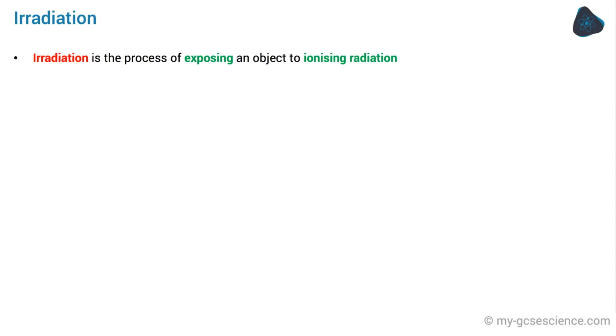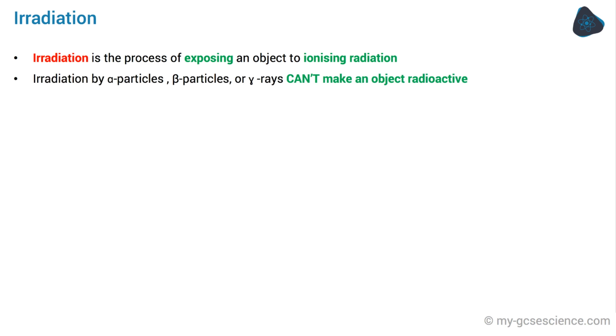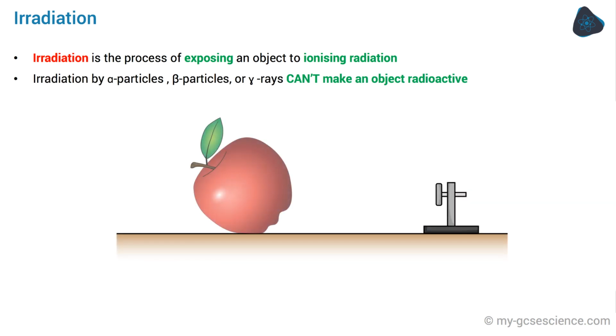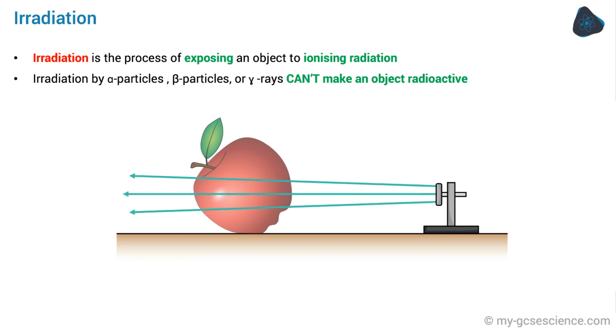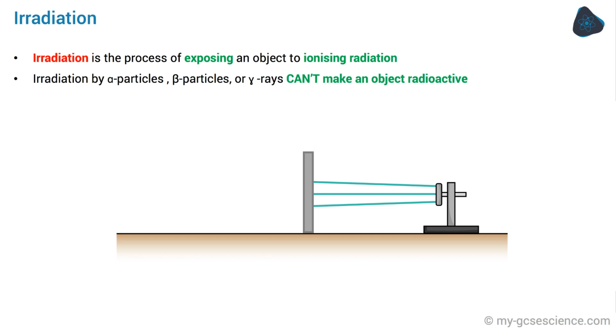Irradiation is the process of exposing an object to ionizing radiation. When alpha particles, beta particles, or gamma rays pass through an object, they can transfer some or all of their energy to it, but they won't make it radioactive. To put this another way, an object will only undergo irradiation when it's within range of the radiation emitted by an alpha, beta, or gamma source. As soon as the object is moved away from the source, or a suitable absorber is placed between it and the source, it will no longer receive radiation from the source.